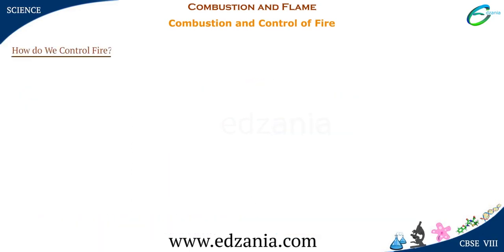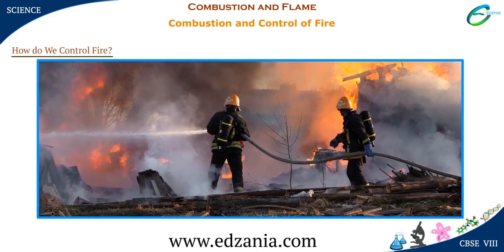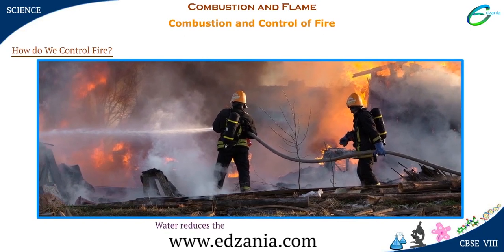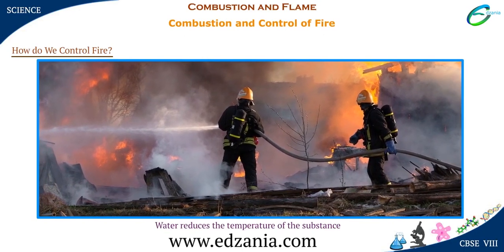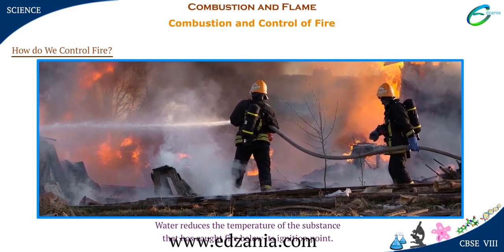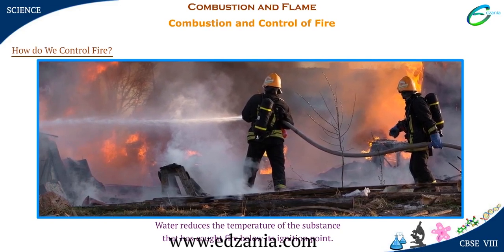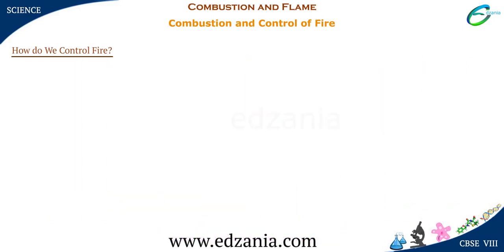How do we control fire? Water is commonly used to put out fire. Water reduces the temperature of the substance that has caught fire below its ignition point. This prevents the fire from spreading and the fire is extinguished.